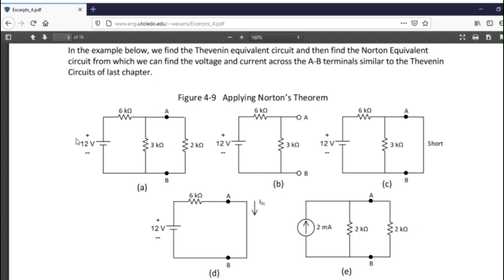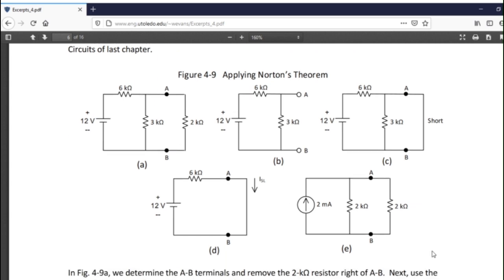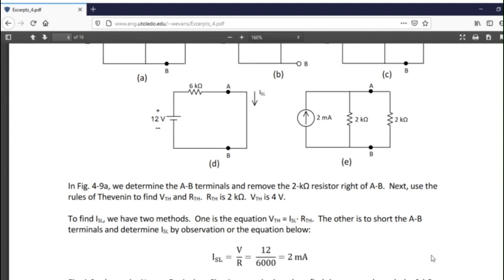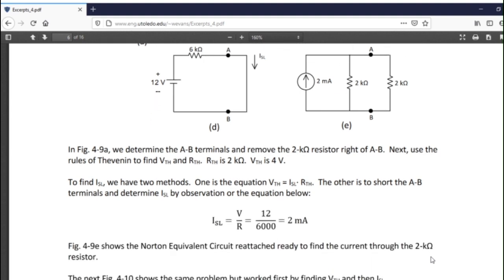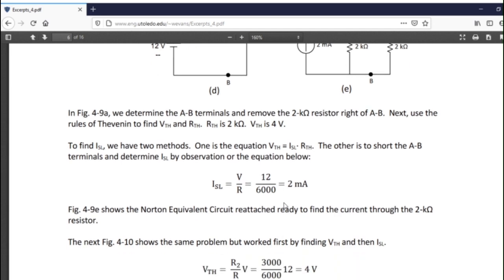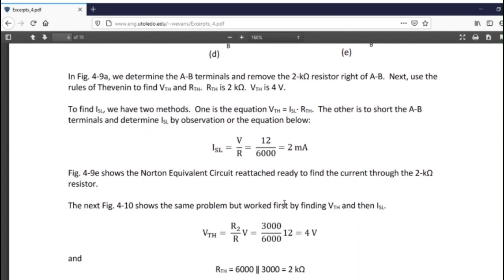Okay? Another way of finding it would be to find V Thevenin, and then find R Thevenin, and then find I shorted load by using the equation V Thevenin over R Thevenin. But this is equivalent to this. Then you add your 2K back in, and away you go. So there's a number of ways of finding I shorted load, and one of them is to short out the output. One of the other ways is just to find V Thevenin and R Thevenin, and then find the I shorted load from those two.